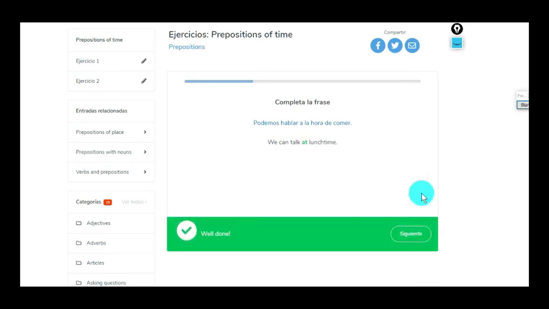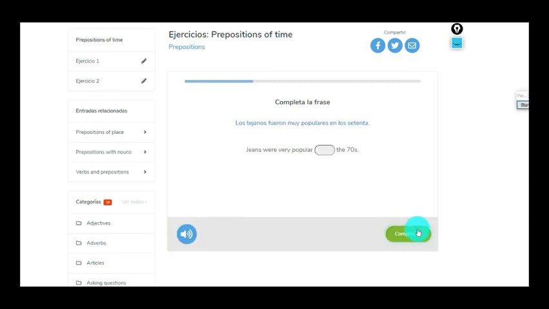Good. The next one. We have years were very popular, the 70s. In this case, we have a period of time. Tenemos los años 70. ¿Quién se empleaba para años? ¿Quién era la preposición más general y que abarcaba grandes periodos? In the 70s. Let's listen. Jeans were very popular in the 70s. Let's check.